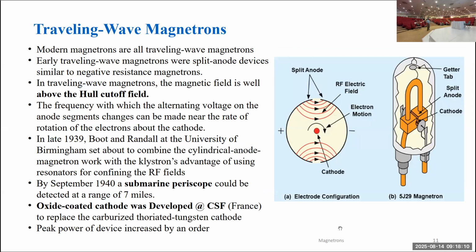So here, alternate voltage biasing was provided to these two segments of the anode, and the operation region was above the Hull cutoff field. You can imagine that at Hull cutoff, if the voltage is above the Hull cutoff, what happens?